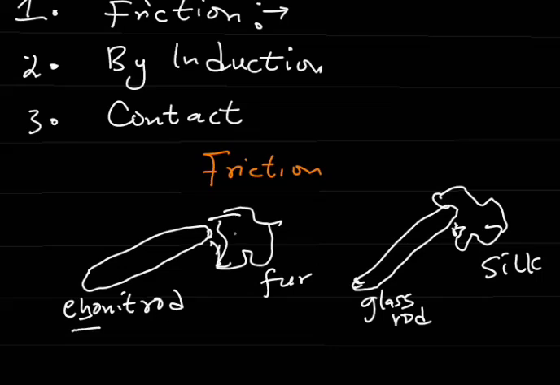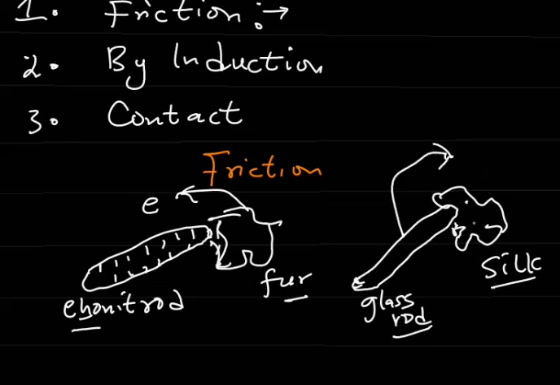In the case of the ebonite rod, the fur will lose electrons, and those electrons will come into the ebonite rod, thereby causing the ebonite rod to be negatively charged. But in the case of the glass rod with silk, it is the glass rod that will lose electrons, and the silk collects them. When you test the charge, you discover that the glass rod is positively charged. The ebonite rod is negatively charged. Please take note of that.